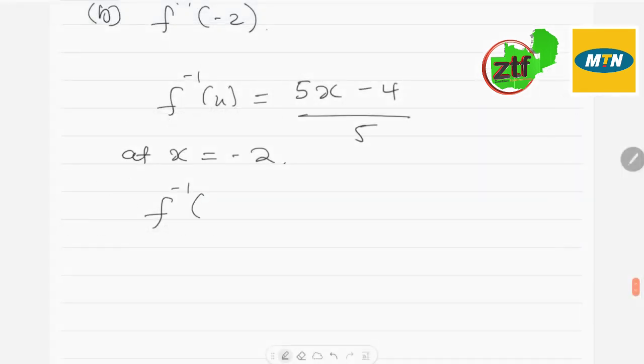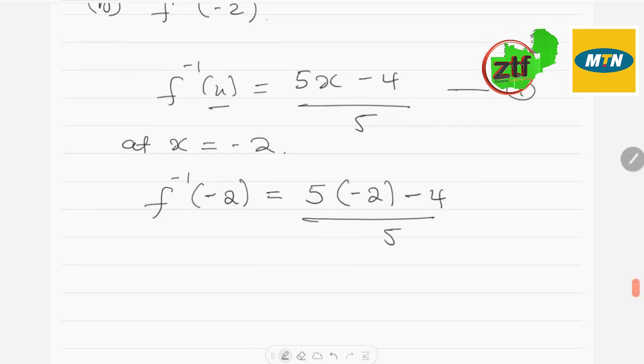So in this equation, which is equation 1, wherever there is x, I will put negative 2. So when I substitute this x by a negative 2, it means that even on the right hand side, wherever there is x, I will put minus 2. So we have minus 2 equals 5. So I will substitute this x with negative 2. Then we have minus 4 over 5.